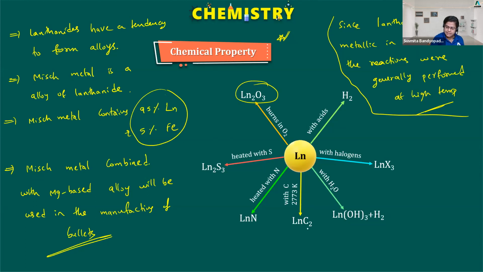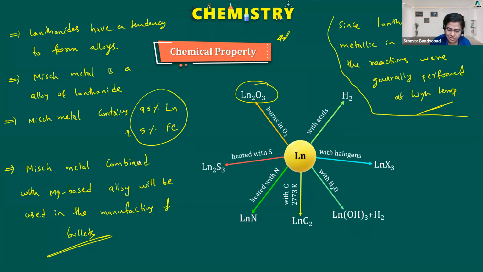With carbon, LnC2 will be formed, and LnN, nitride, will be formed with nitrogen. Sulfides with sulfur. Simple. Mish metal will come in the next slide. They ask such questions in previous years' NEET. It contains 95% lanthanoids and 5% Fe. That's the reason it is important.